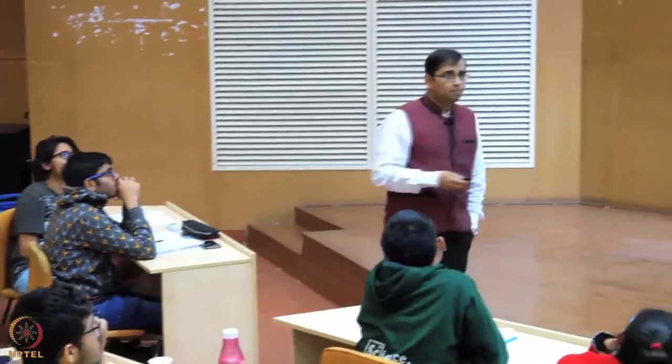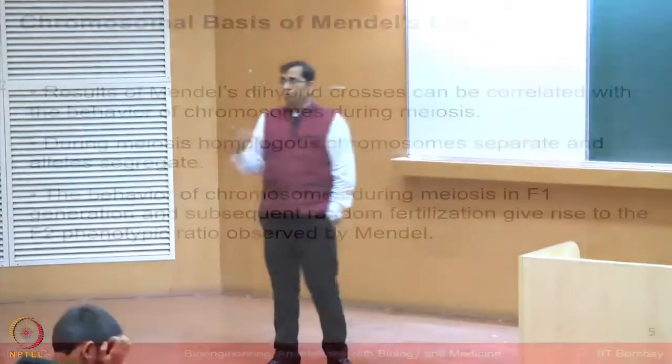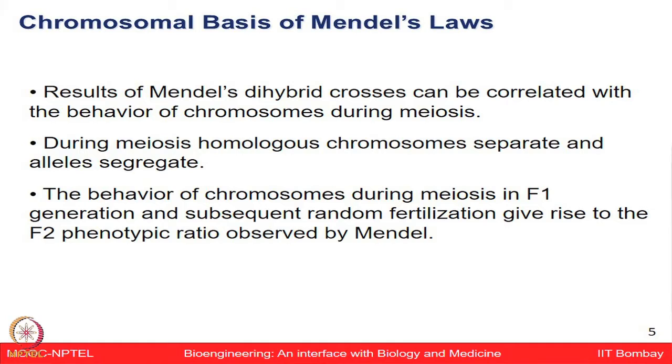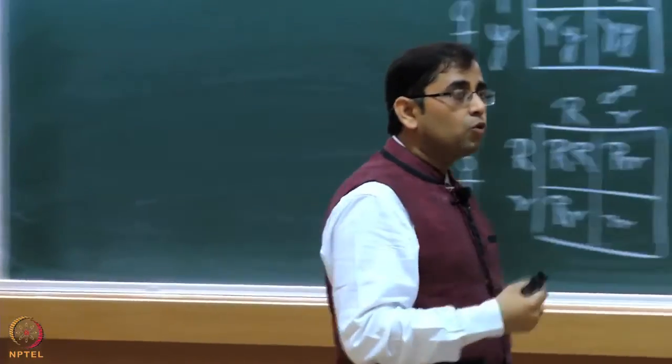So these are the assumptions made, thinking about whether what Mendel has discussed has any basis at the chromosomal level. So far, what we talked about is essentially that Mendel's dihybrid crosses one could also correlate by looking at the behavior of the chromosomes during meiosis. During meiosis, homologous chromosomes get segregated, and therefore alleles also get segregated. The behavior of chromosomes in meiosis of the F1 generation, as well as after fertilization in the F2 generation, could be observed by what Mendel has already shown in his crosses. While these are some assumptions, there is no experimental evidence of how one could prove this.